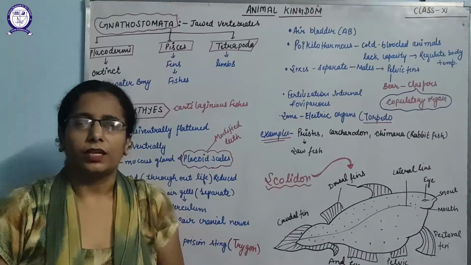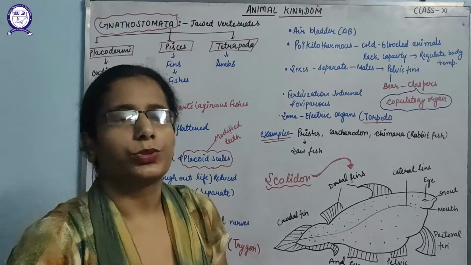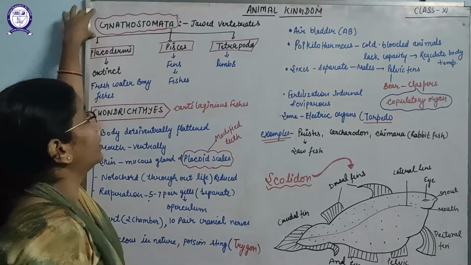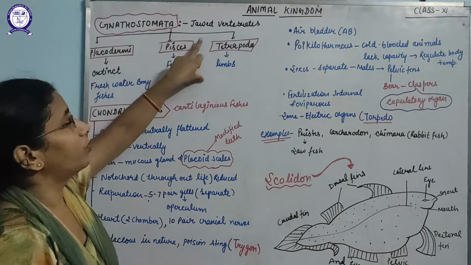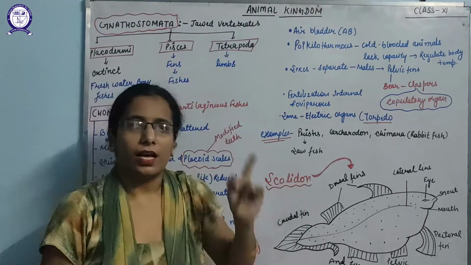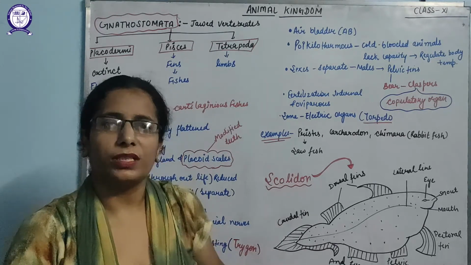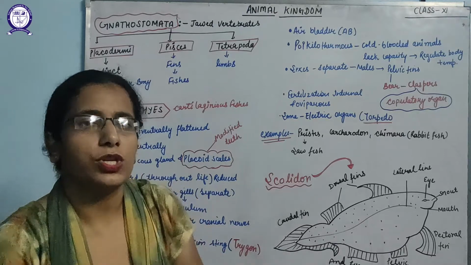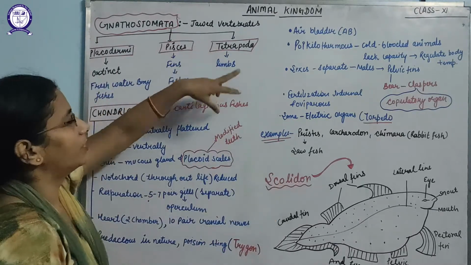Discussing the Agnatha, we are now going to discuss the Gnathostomata. This is a division of the vertebrates. Gnathostomata are known as the jawed vertebrates. That means Agnatha were lacking jaws, but Gnathostomata include all those organisms which have jaws. That is why they are known as the jawed vertebrates.